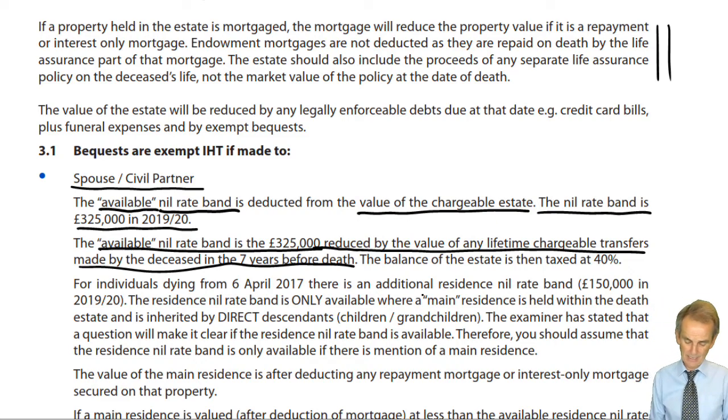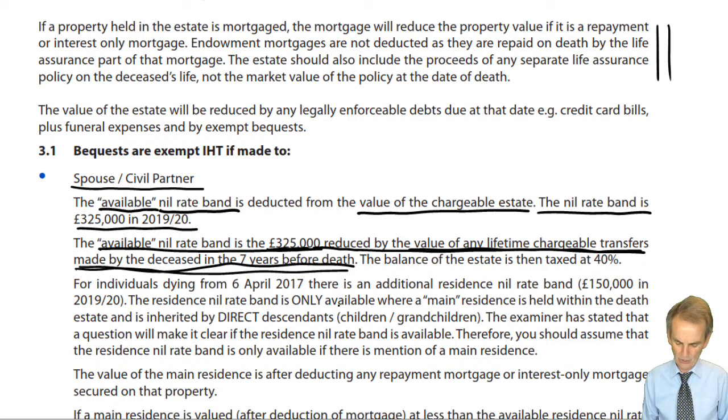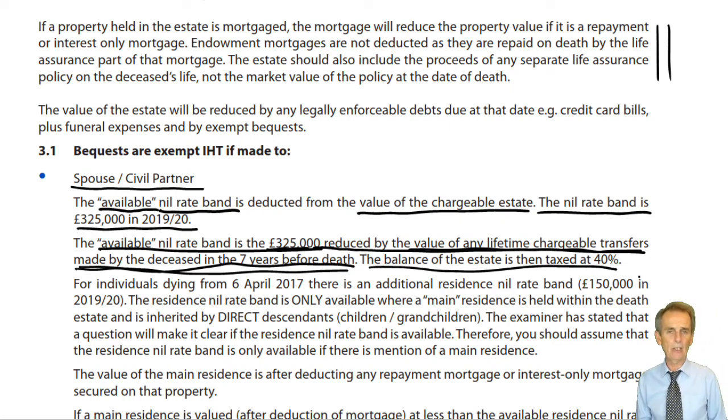And that's what we've seen here, that the available nil rate band, 325,000, is reduced by the value of any lifetime transfers chargeable there, made by the deceased in the 7 years before the death. The balance of the estate, here in my example that we just talked through, all of that estate now would be taxed at 40%. Okay.